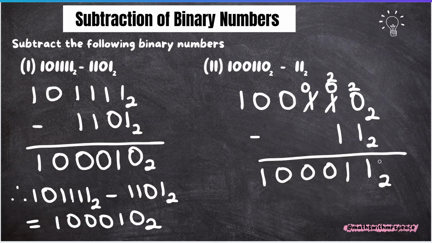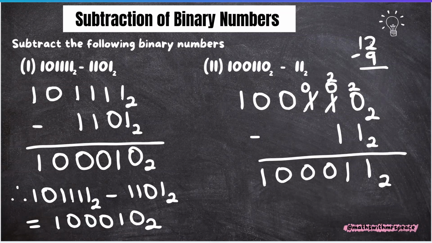I think that the most important thing you need to learn here is when you have to do a borrow. Remember that anytime you borrow in base 2, it becomes a 2, just like in base 10. Let's look at a short example of subtraction in base 10. Say you want to do 12 minus 9, for example.